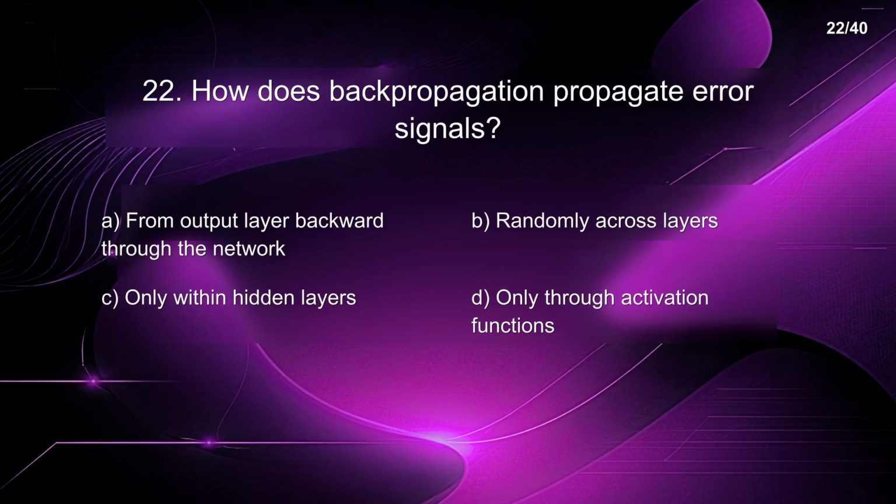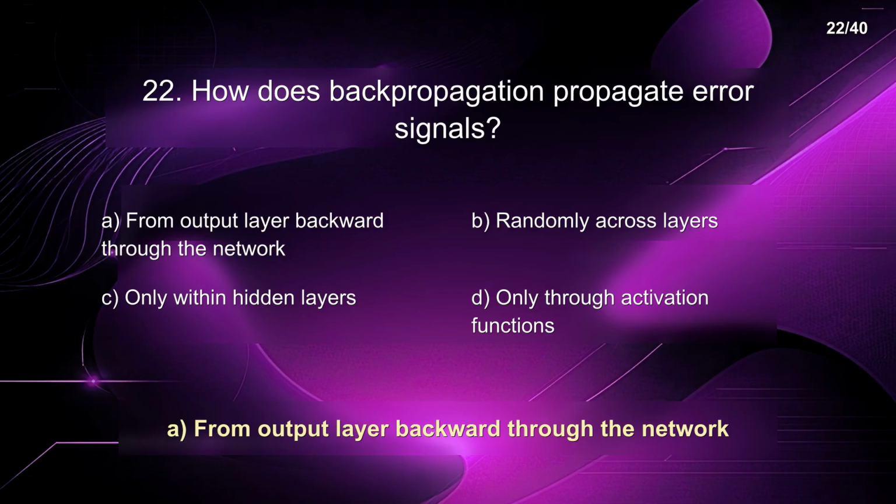22nd question. How does backpropagation propagate error signals? A. From output layer backward through the network. B. Randomly across layers. C. Only within hidden layers. D. Only through activation functions. Correct answer is A. From output layer backward through the network.